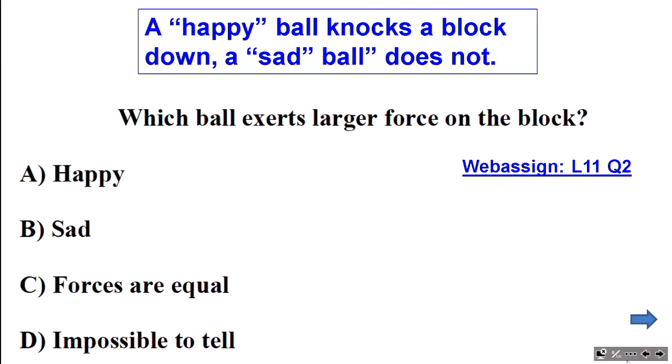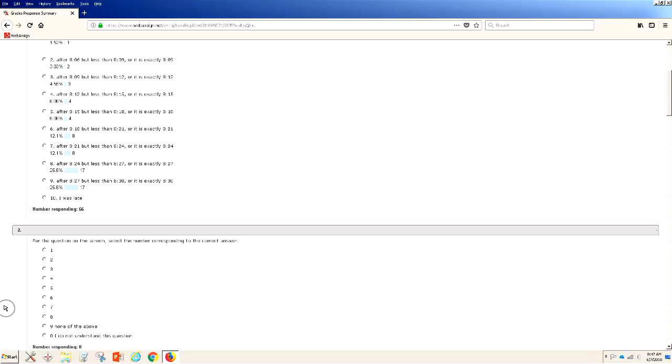So the question: which of these balls, sad or happy, exerts stronger force on this wooden brick? That's not a tricky question. This is just to stir a conversation, right? Because it's not a tricky question, I would expect that for this particular question, we would have 100% correct answers.